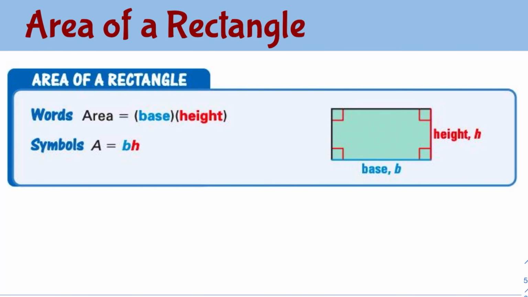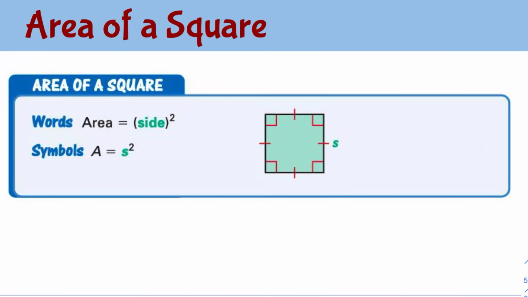To calculate the area of a rectangle, we simply multiply the base times the height, or length times the width. For the square, we can also use the concept of base times height because a square is also a rectangle. But since a square has 4 congruent sides, the base and the height have the same measures. So we can also use side times side, or side squared, for the area of a square.